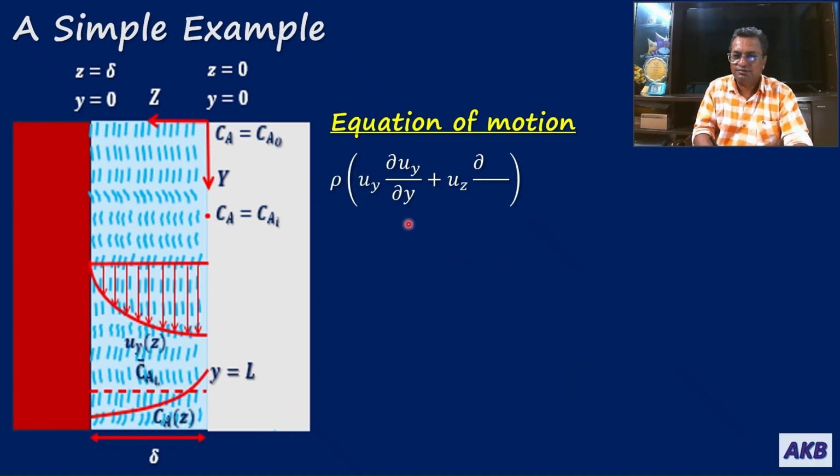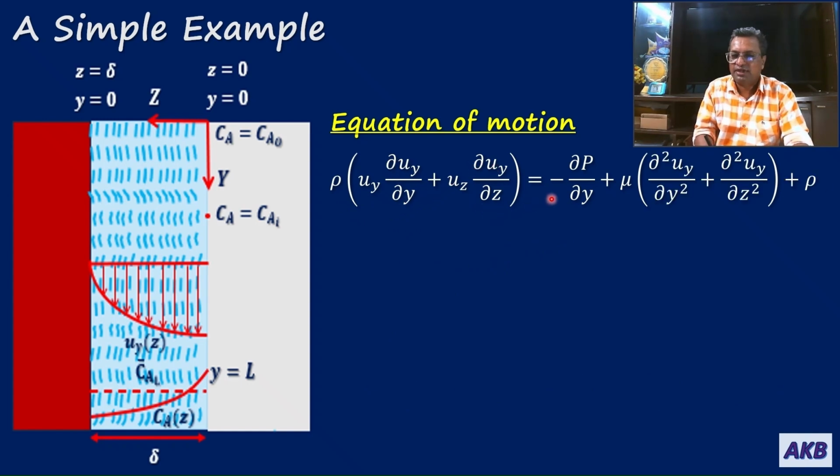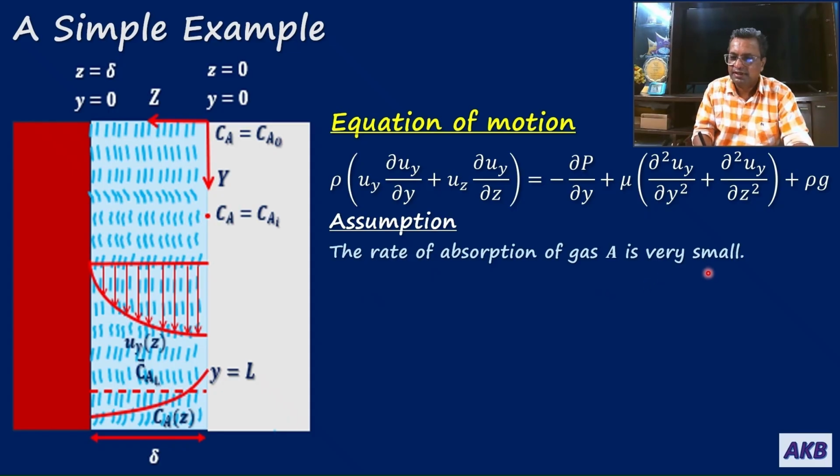So we have this equation: rho into [uy ∂uy/∂y + uz ∂uy/∂z], that is equal to minus ∂p/∂y plus mu into [∂²uy/∂y² + ∂²uy/∂z²] plus rho into g. Now let us check with the other assumption. The other assumption is rate of absorption of gas is very small. That is velocity in the z direction, it is 0. So this term will become 0.